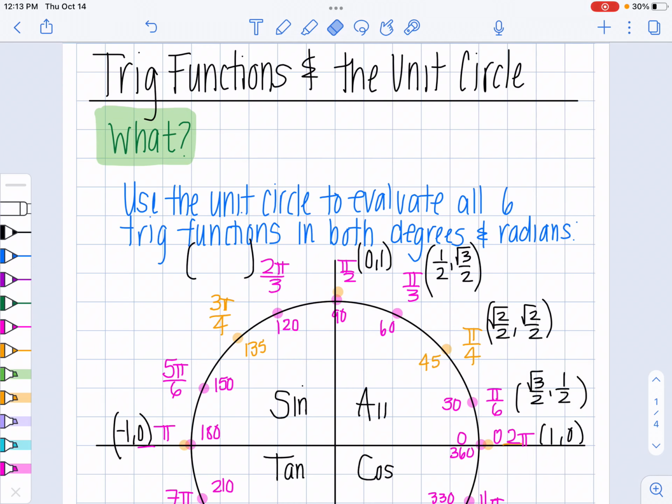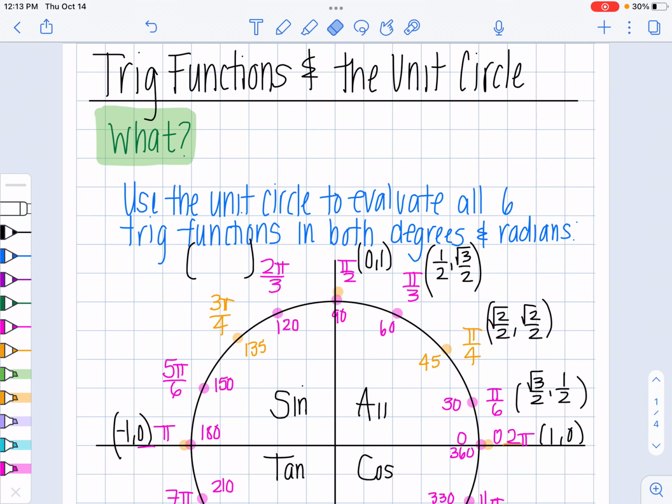In this video, we're going to learn about trig functions and the unit circle. So what does that even mean? I'm going to use my unit circle to evaluate all 6 of my trig functions: sine, cosine, tangent, cosecant, secant, cotangent.